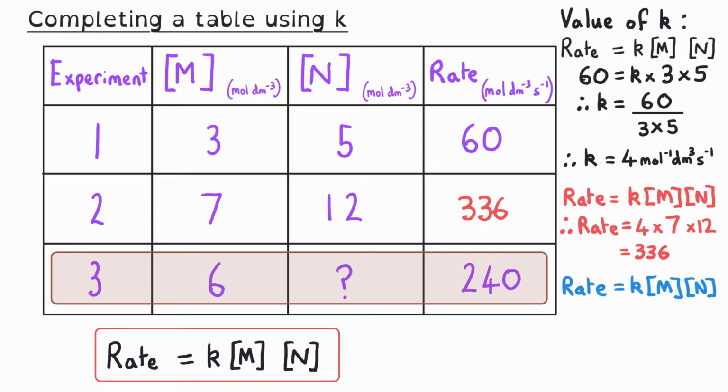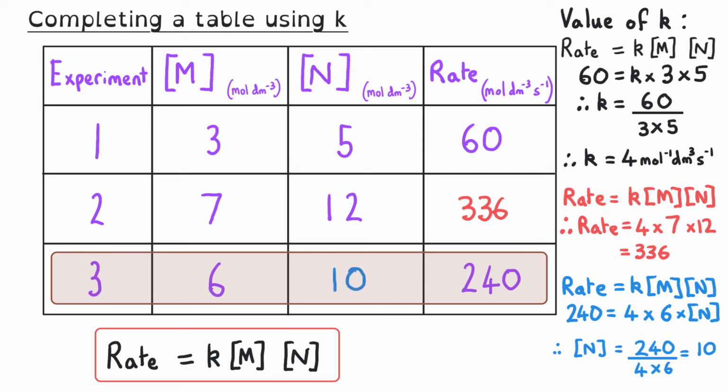And then in experiment 3, we have an unknown concentration of N. The rate equation tells us that rate equals k[M][N], and so 240 is equal to 4, multiplied by our known concentration of 6, and then multiplied by our unknown concentration of N. And then this rearranges to the concentration of N being equal to 240 divided by 4 multiplied by 6, which gives us 240 divided by 24, which means our unknown value for the concentration of N is 10.